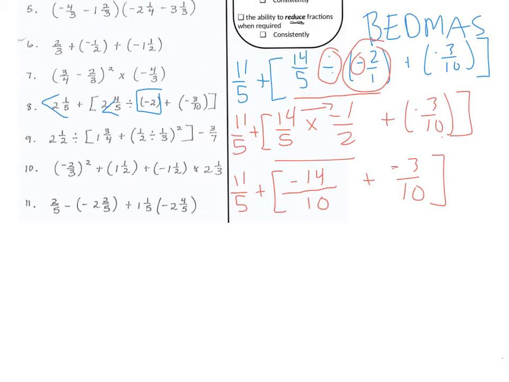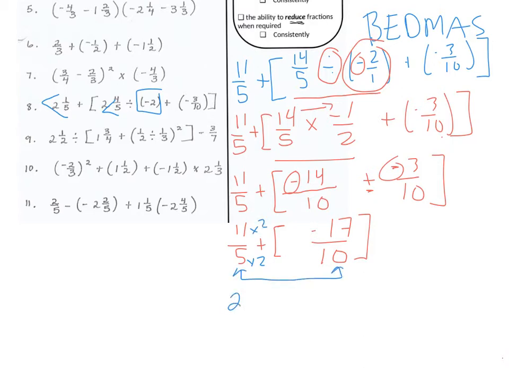I can now add the top numbers, and I can leave the bottoms. The rules for integers say when I'm adding and the signs are the same, I keep the sign and I add the numbers. I'm not going to convert that yet. I'm not going to do anything with that yet. I'm going to convert that to a mixed number when I'm done. So right now I'm not done, so I won't do that. I can times this guy by 2 because we want the same denominators, and I'm going to get 22 over 10 plus negative 17 over 10.